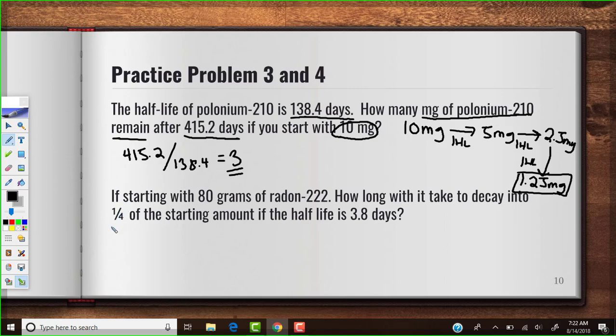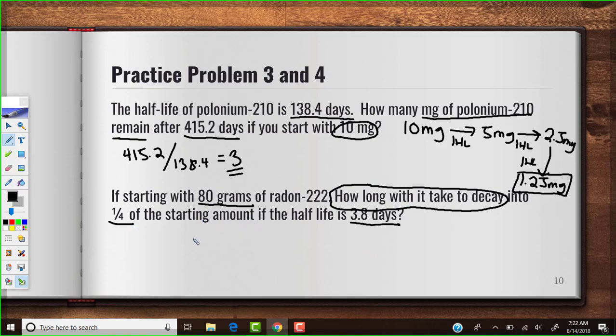If starting with 80 grams of radon-222, how long will it take to decay into 1/4 of the starting amount if the half-life is 3.8 days? Well, let's take a look at the information that we're given. We have 80 grams of a substance. We know that we need to decay into 1/4 of the starting amount, and the half-life is 3.8 days. The question is asking how long will it take to decay?